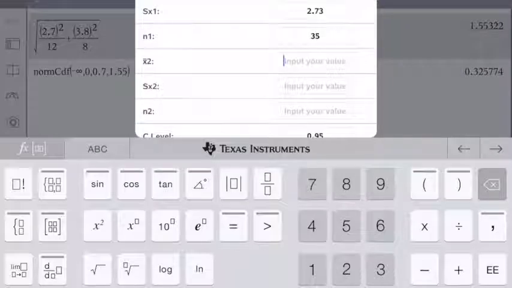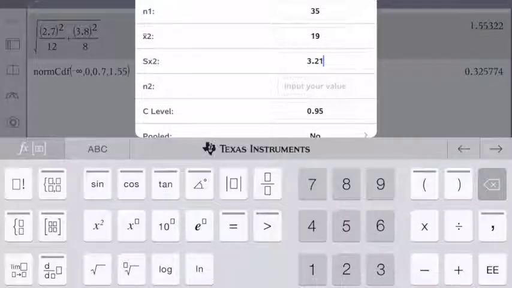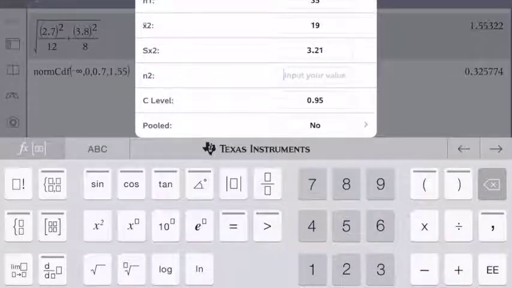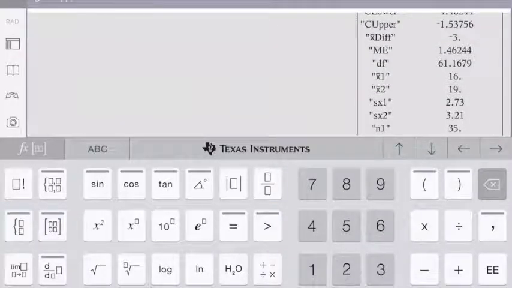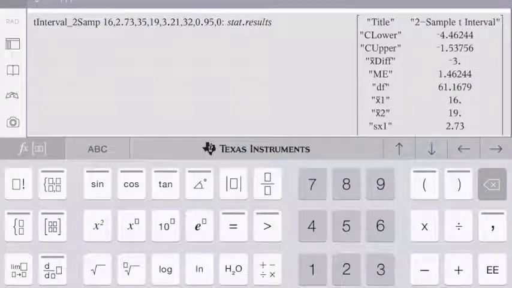Our daisies had 19-inch length, so a little bit longer, with a standard deviation of 3.21, which seems pretty high. So I don't know if this will be a significant difference. And then remember we had 32 daisies. We wanted a 95% confidence interval, and we're not going to pool. So here are all of our data pieces.